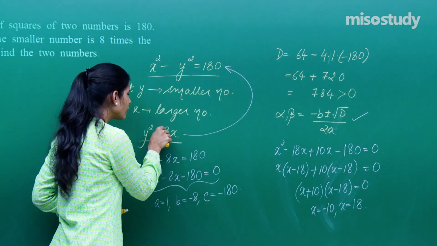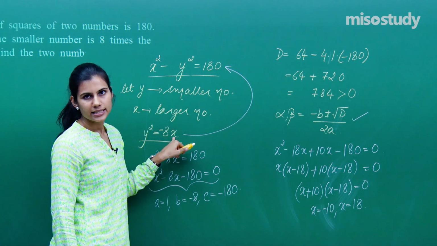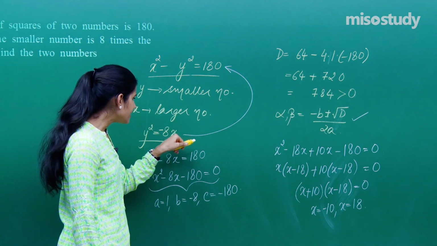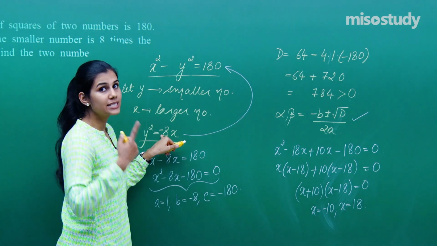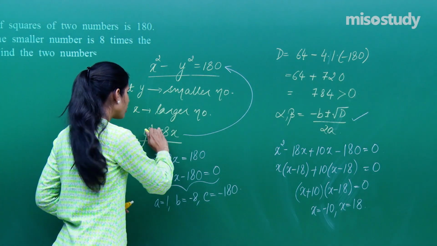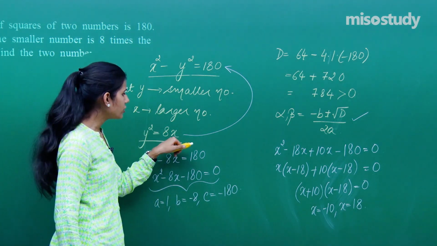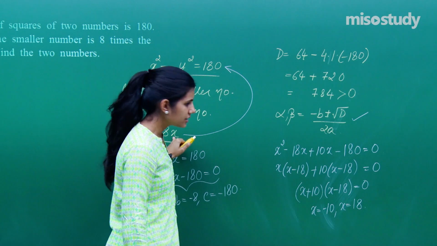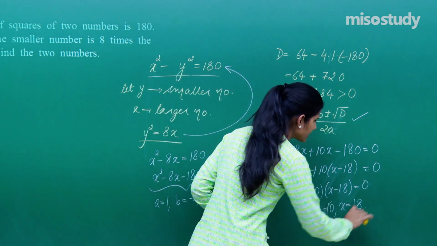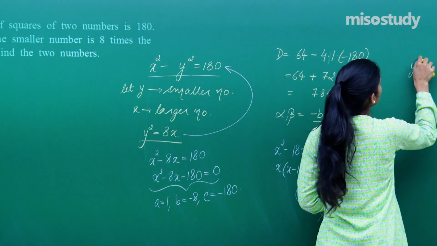If suppose y square would have been minus 8x, then I would have accepted x equals minus 10, because that would have given me minus 10 into minus 8, which is plus 80. So that is an acceptable value of y square. But because I am not having this over here, that is why I cannot accept negative value of x. So x equals minus 10 is not acceptable. X is 18. If x is 18, y is what?